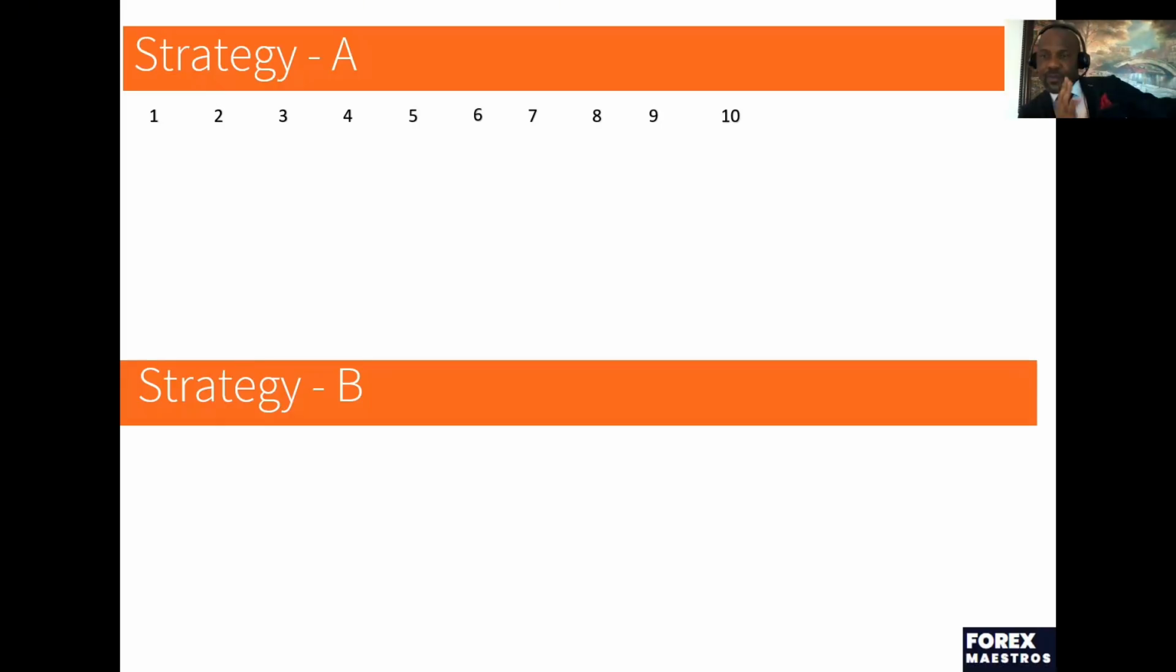Individually, trader A used his own strategy and placed 10 trades on his own account. Trader B used his own strategy. We don't know their strategies, but each placed 10 trades on his own account. Each day, one trade, for 10 days. Are you following? Now, look at their results.